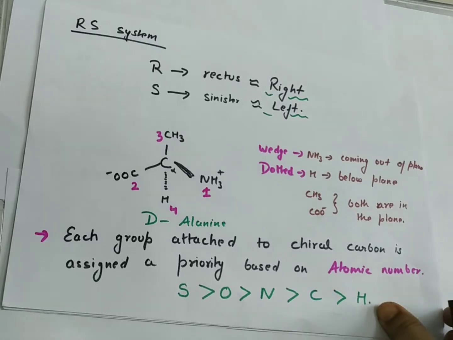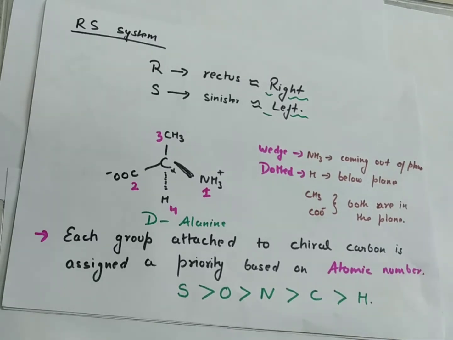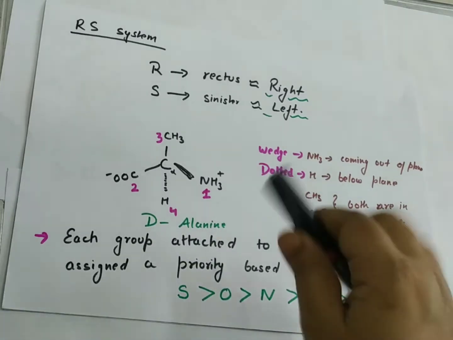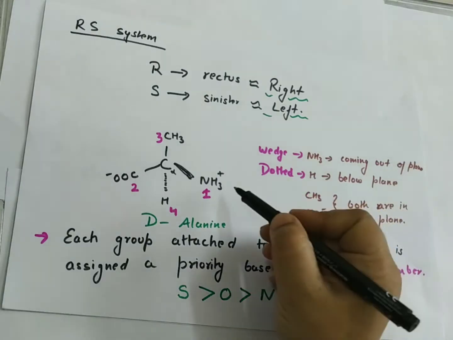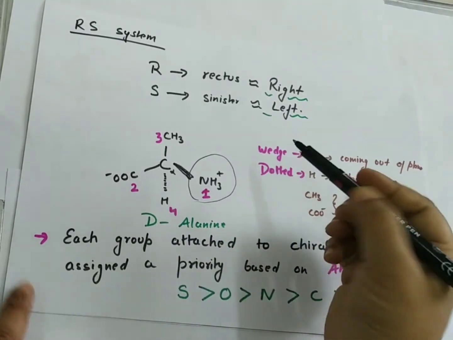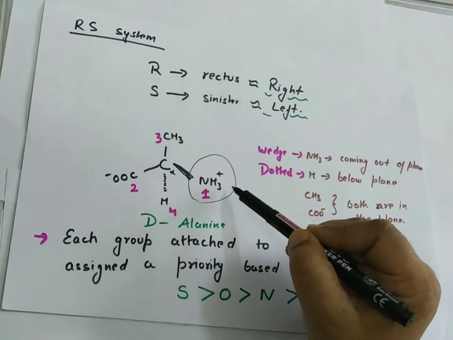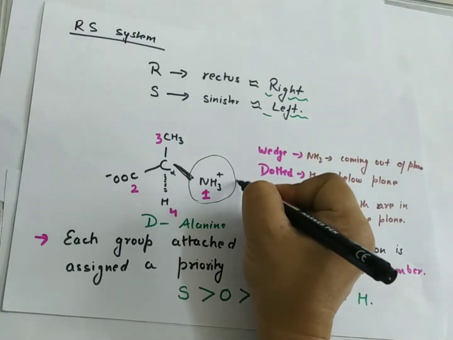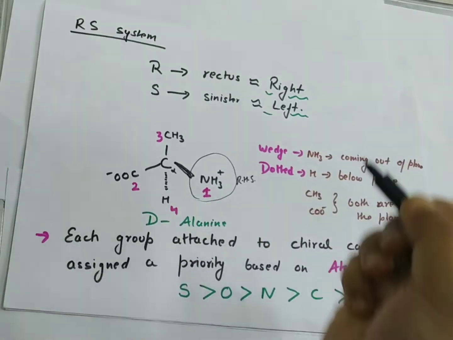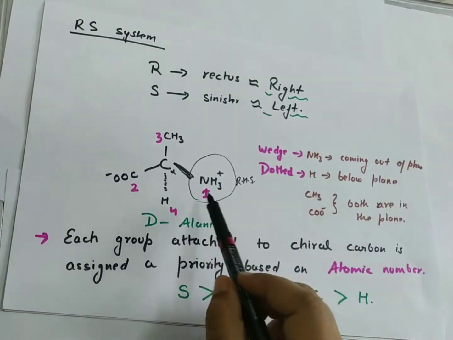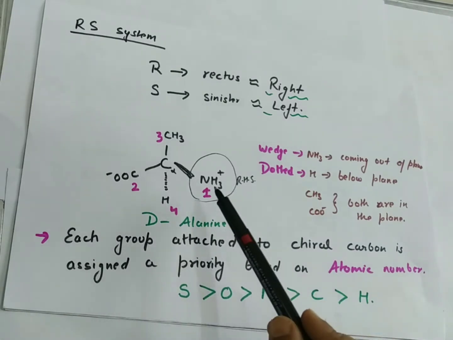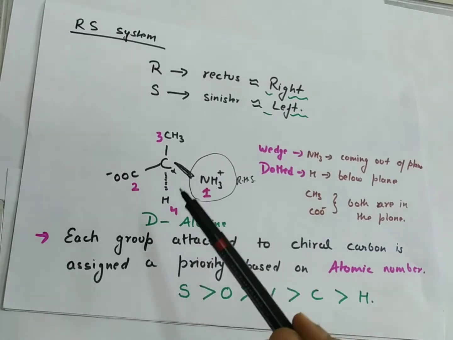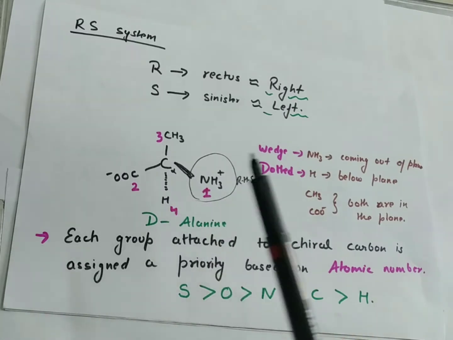Let's take an example. Before that, I would like to say I called this D-alanine because here also the amino group is present on the right hand side, so it is D-alanine. Now when we assign priority, nitrogen is the highest, so it will be given 1. Hydrogen is the lowest, so it will be given 4.